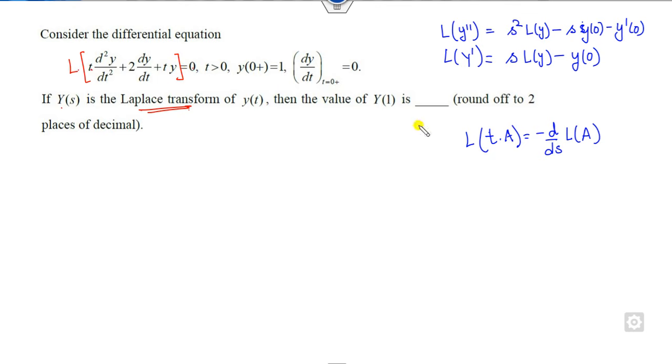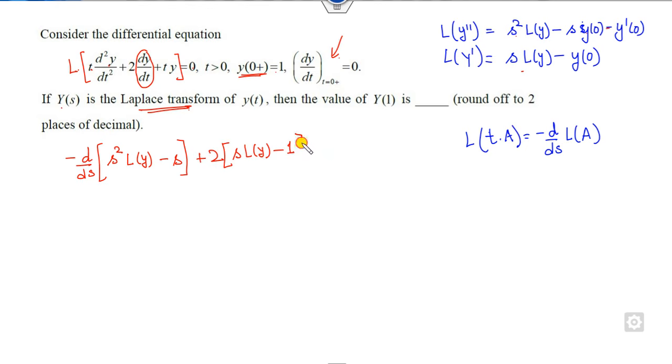Now I can take the Laplace on this side. Firstly, the Laplace of t times the second derivative is minus d over ds of the Laplace of the second derivative. So I can substitute s square Laplace of y, with y of 0 equal to 1 and y dash of 0 equal to 0. Plus 2 outside, Laplace of this will be s Laplace of y minus y of 0, which is 1. Plus the t term will be minus the first derivative of Laplace of y, equal to 0.